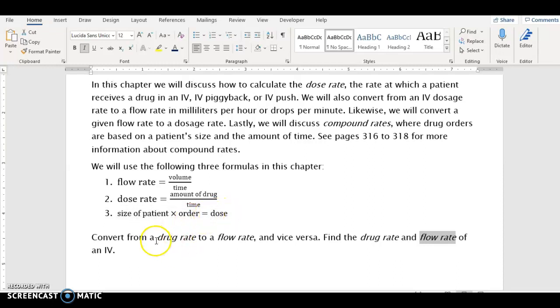The first type of problem that we're going to discuss is converting from a drug rate to a flow rate, and vice versa. What I mean by vice versa is that we're going to go backwards as well, so we're going to convert from a flow rate to a drug rate. And then we'll also talk about examples where you're asked to find the drug rate by itself, and the flow rate by itself for an IV.